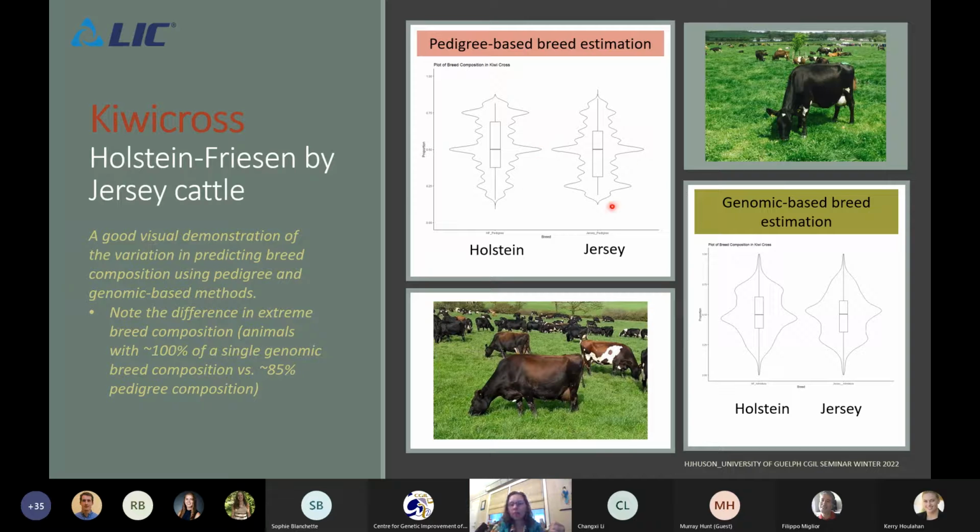Now compare this figure down here to this figure, and you see the genomic breed estimation of those same animals. The big thing I want to point out is the difference here: from a genomic standpoint, we have animals that have almost no Holstein or Jersey to almost 100% Holstein and Jersey. And these are the same animals in these 2 analyses.